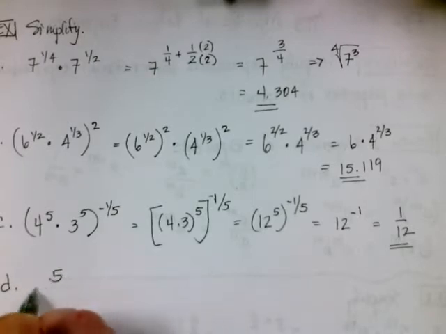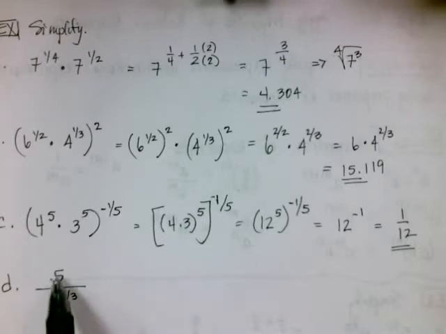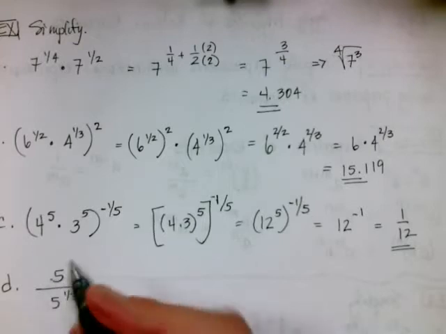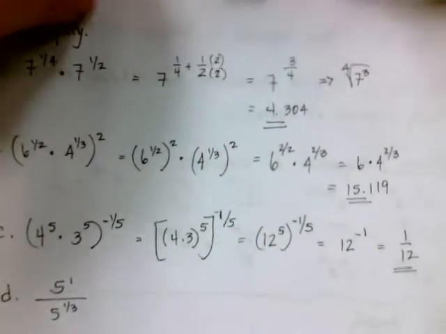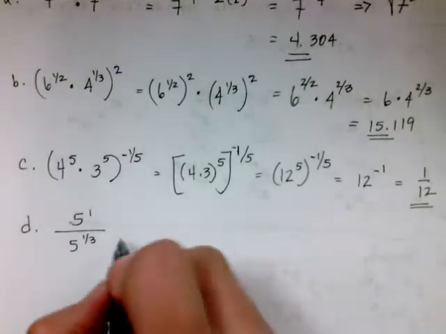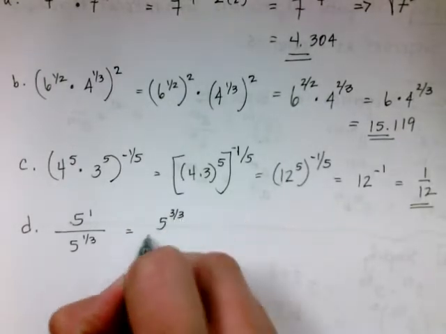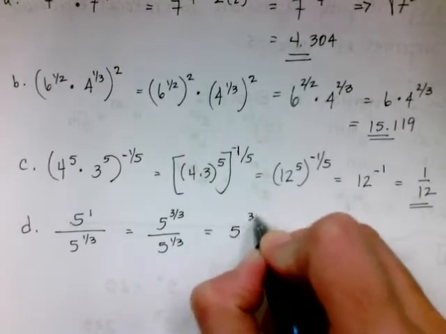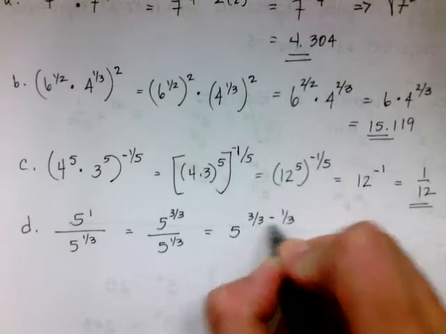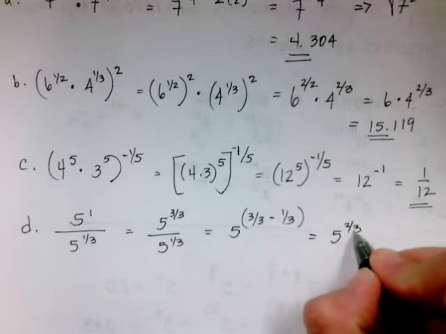Okay. I have 2 more of these. My next one's going to be 5 over 5 to the 1/3. Okay. If the bases are the same, I subtract the exponents. Remember that that's the same thing as saying the 5 is raised to the 1 power. Okay. I can't subtract unless they have the same denominator, so I'm going to rewrite this as 3 over 3, which is 1, over 5 to the 1/3. Now I can subtract because the numbers are polite, minus 1/3. There's my exponent. And I'm going to get 5 to the 2/3.